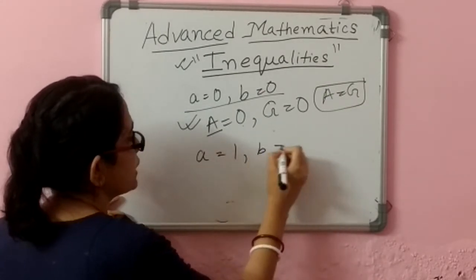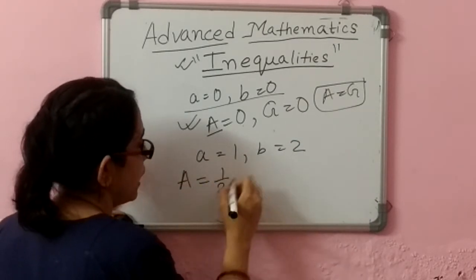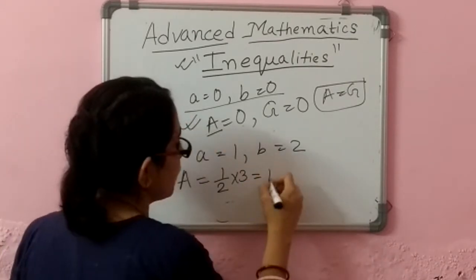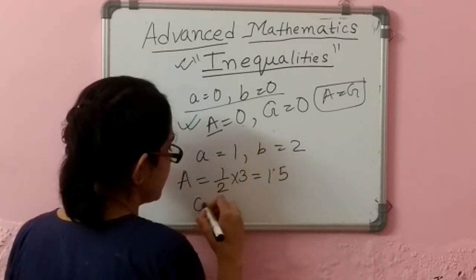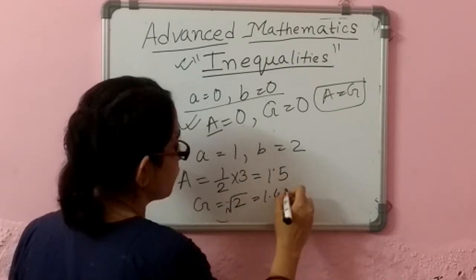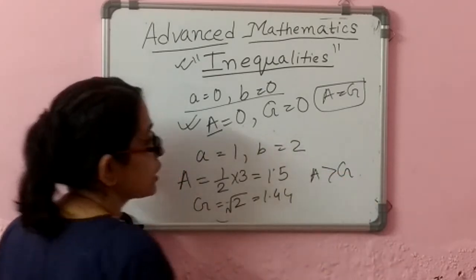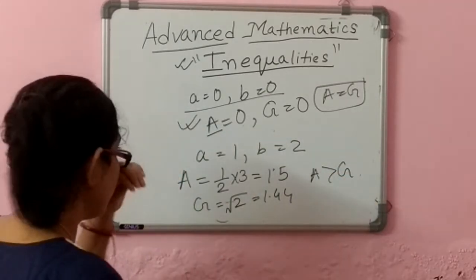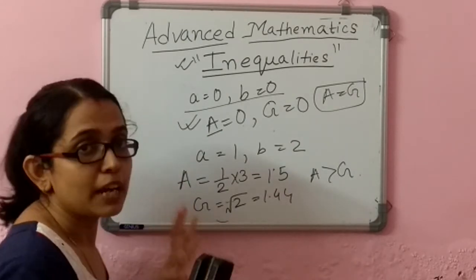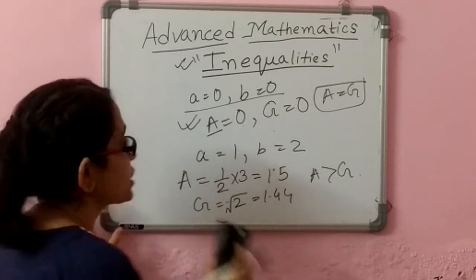A is 1, B is 2. Then the arithmetic mean will be half into 3, that is 1.5, and G will be root 2, that is 1.44. So A is greater than G. In this way, if we go on putting any values of natural numbers for A and B, it will be seen that always A is greater than or equal to G.